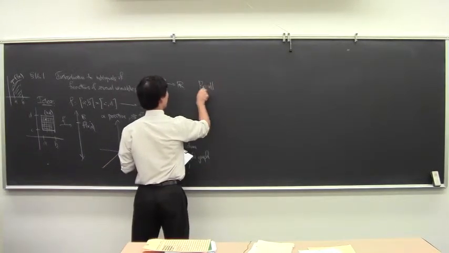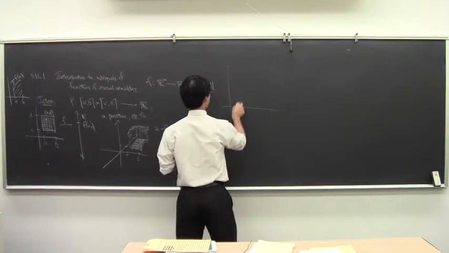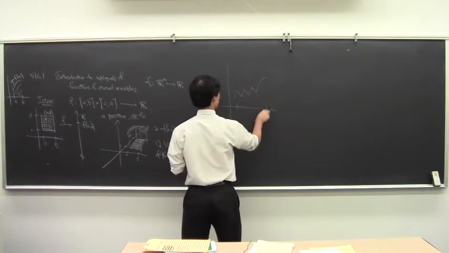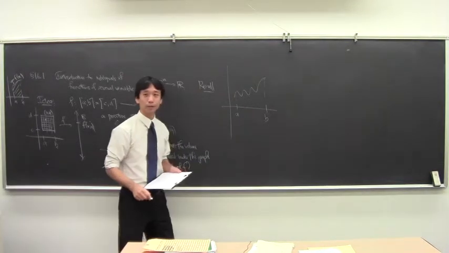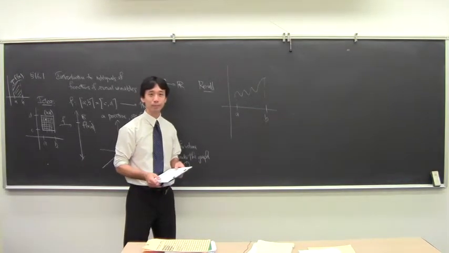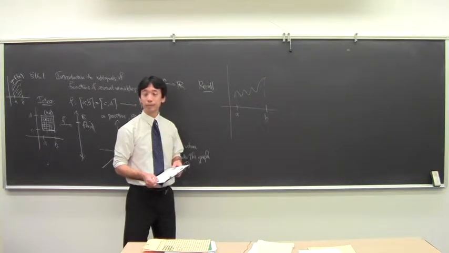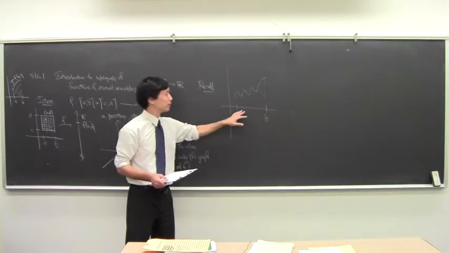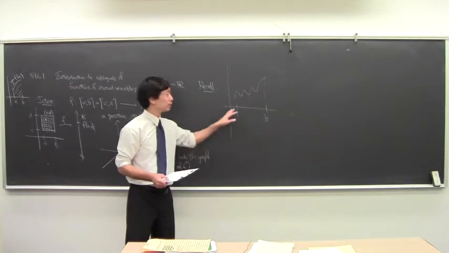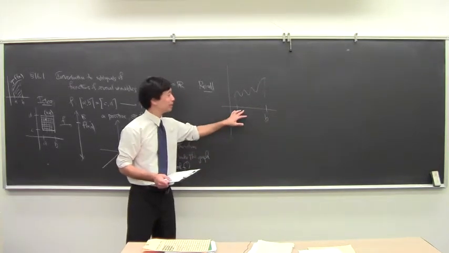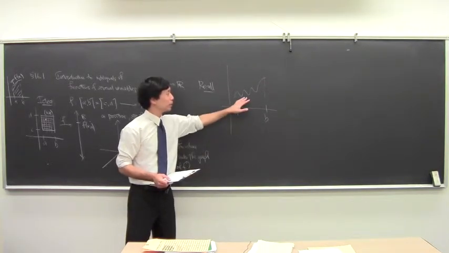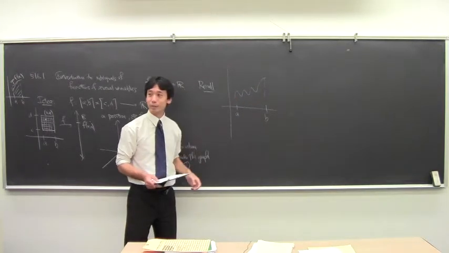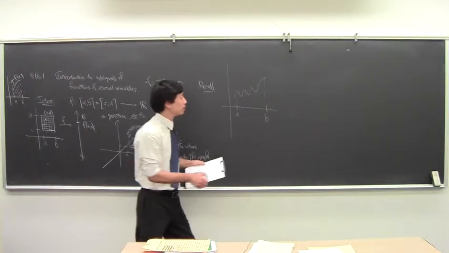Okay, so let's recall how we did it in one variable calculus. Somebody gave you something like this and said, what's the area under that curve, and how did we do it? Do you remember? Took the definite integral. Well, what's the definite integral of this thing? I don't know. But what does the definite integral give you? The area underneath the curve.